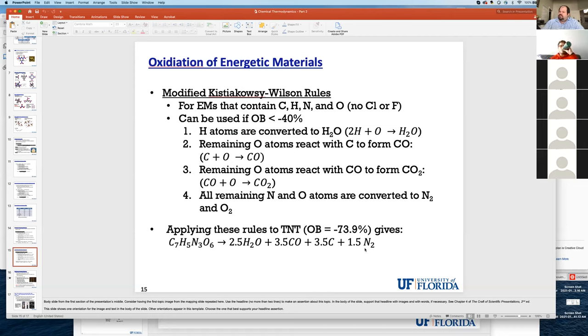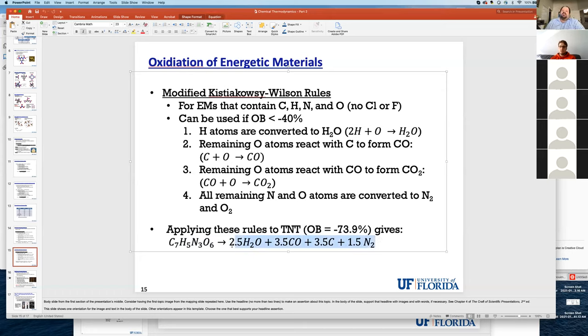Is there a reason why steps 1 and 2 are switched? Can we physically explain that, or is this just what they're seeing in experiments? I think this is based off of what they're seeing with experiments. I'm pretty sure it has to do with, and we'll get to that property later on, estimating the heat of detonation for these different compounds. And they just noticed that if the oxygen balance is less than this number, if they estimate the products using these modified KW rules, they get better results. I think that's it, nothing more than that.